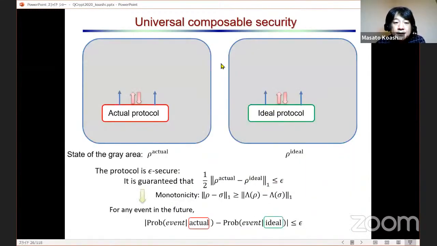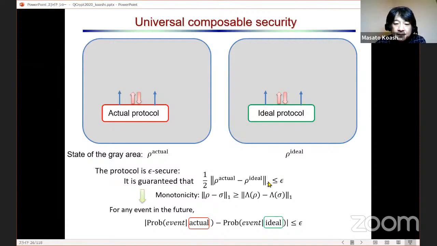And let us consider the difference between using the actual protocol and the ideal protocol. Let us define this state, which is the state of everything after carrying out this protocol and this protocol. Now the definition of epsilon security is like this. The protocol is epsilon secure if it is guaranteed that the trace distance between this state and this state is no greater than epsilon.